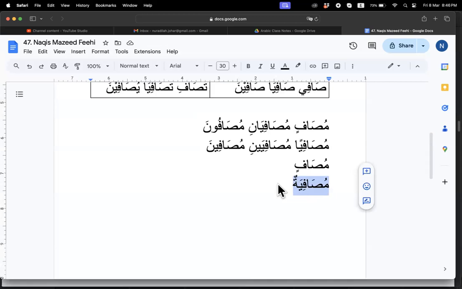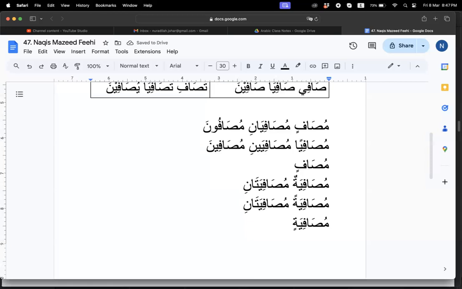Nasab will be? Musafiyatan. Jar? Musafiyatin. And then dual? I think same, right? Muslimun, Muslimatun, Muslimatani. So from here, just put your ta: Musafiyatani. And if this is rafa', what's the nasab and jar? Musafiyataini. Yes, good.